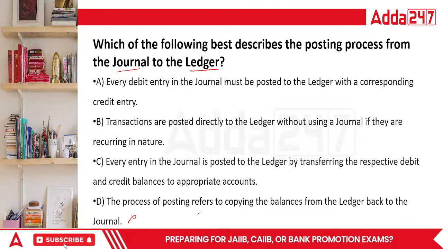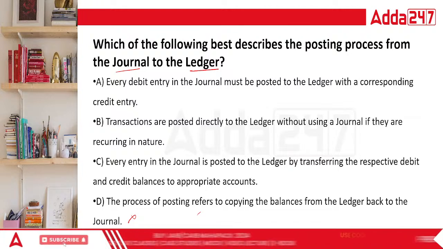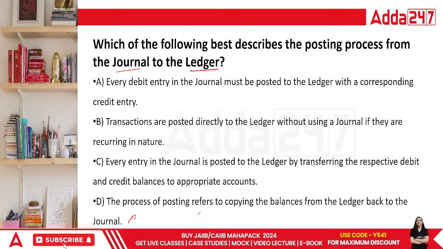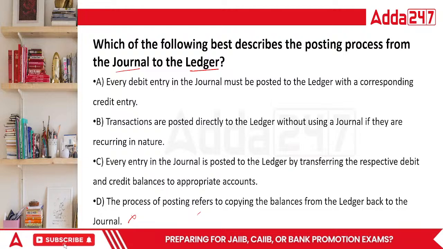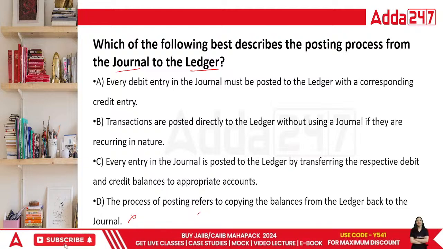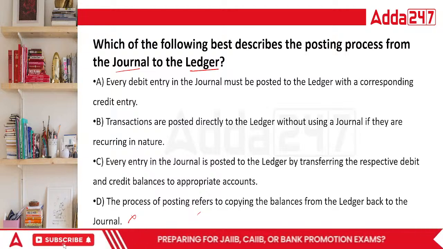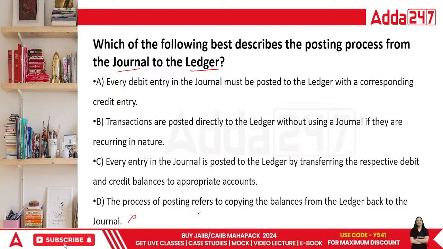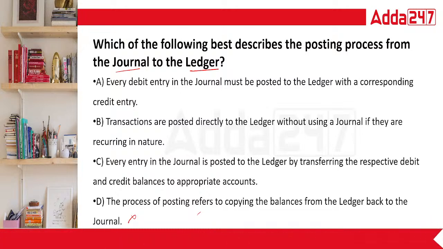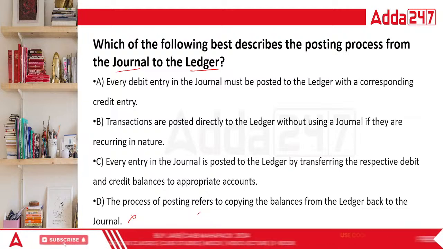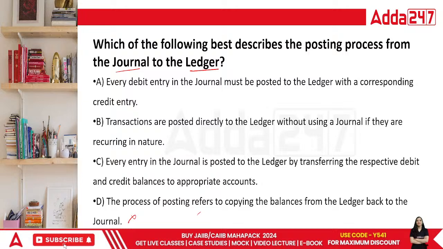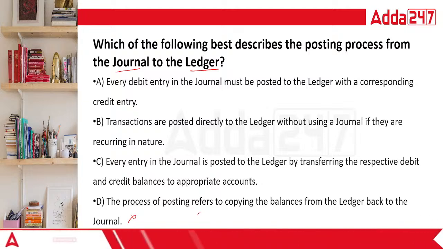In this case, what will happen? Every debit entry in the journal must be posted to the corresponding credit. Next part is transactions are posted directly to the ledger without using the journal. But that doesn't happen. First of all, things have to go through the journal, then from journal to ledger. Then comes every entry in the journal is posted to the ledger by transferring the respective debit and credit balances to appropriate accounts. That sounds better. And the last one is the process of posting refers to copying the balances. Everyone, it's not about the copying of balances.